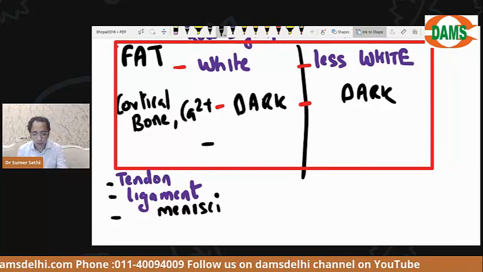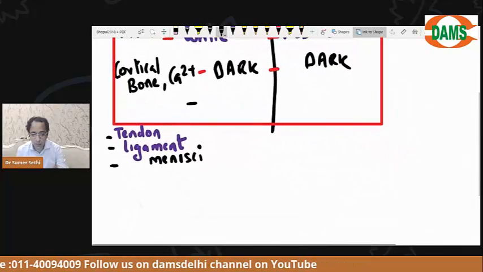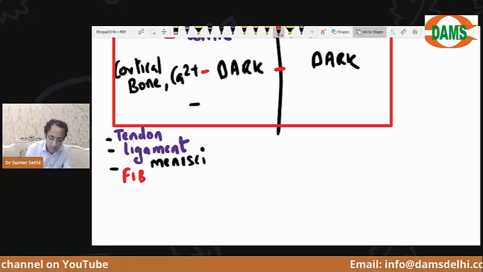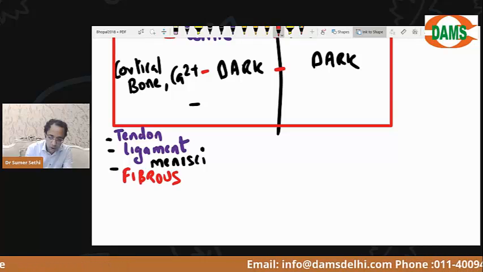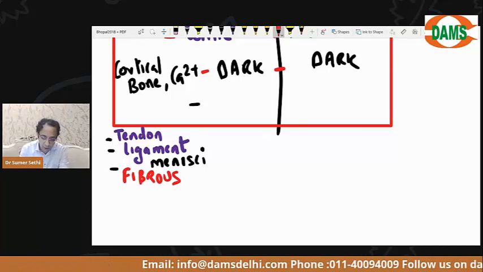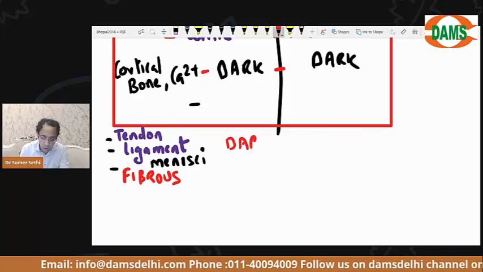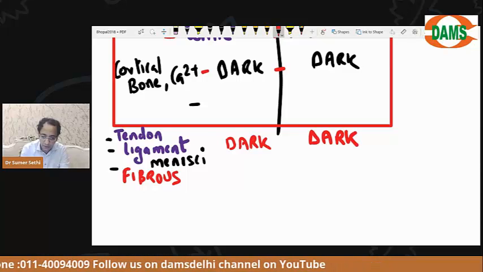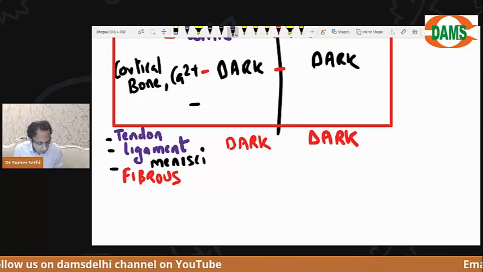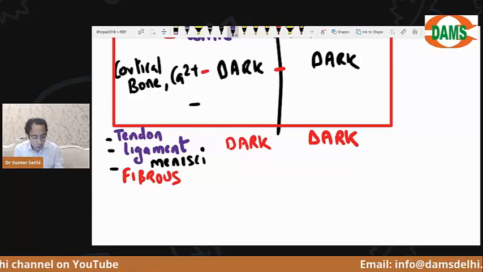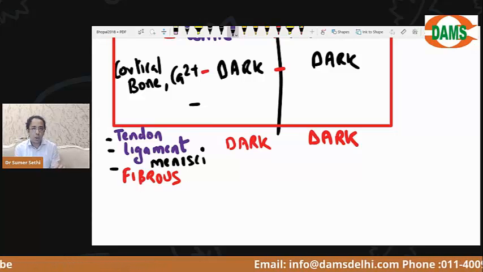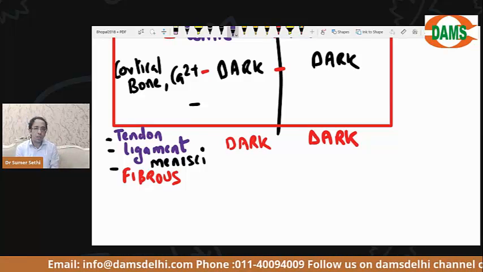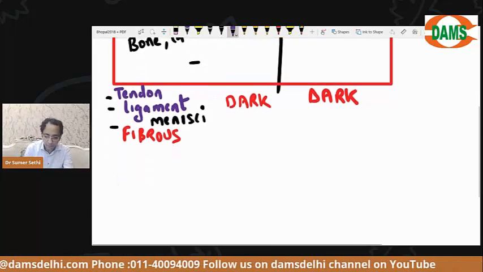Tendon, ligament, and meniscus. The common thing between them is all of them are fibrous tissue. So tendon, ligament, and menisci are dark on both T1 and T2 weighted image. If they ask you, listen to me: what is the normal appearance of any tendon or ligament on MRI? It is fibrous. It will be dark on both T1 and T2 weighted image.